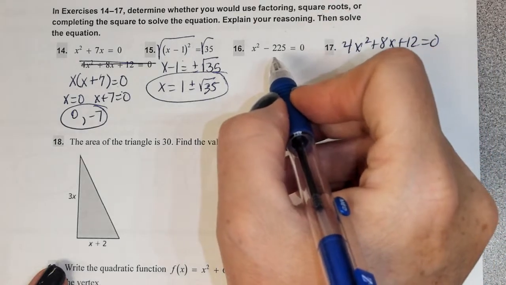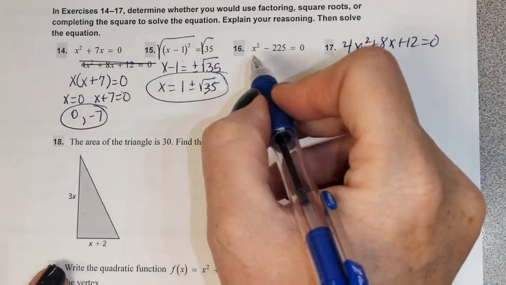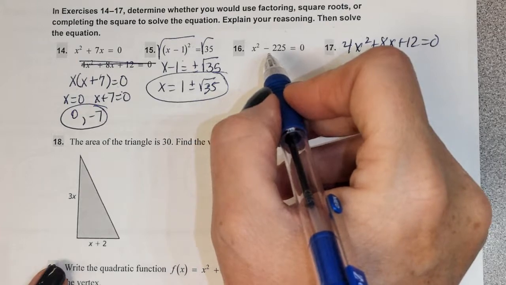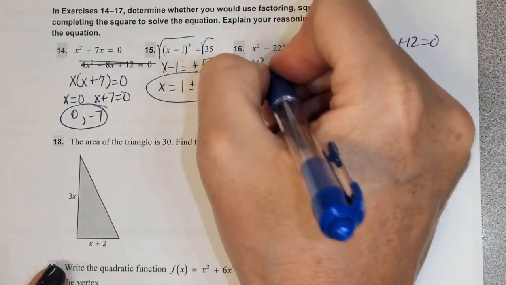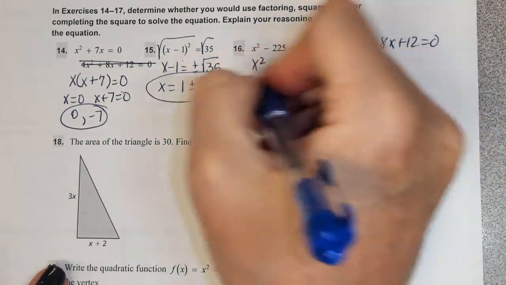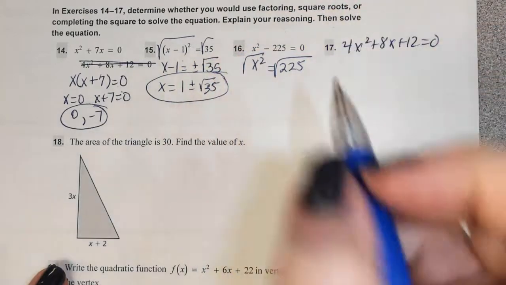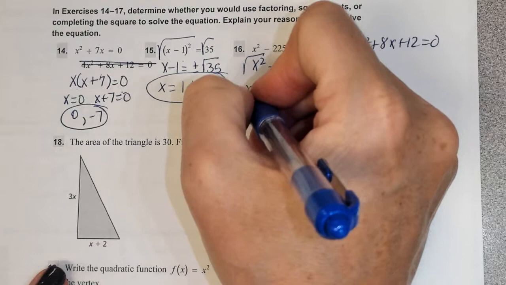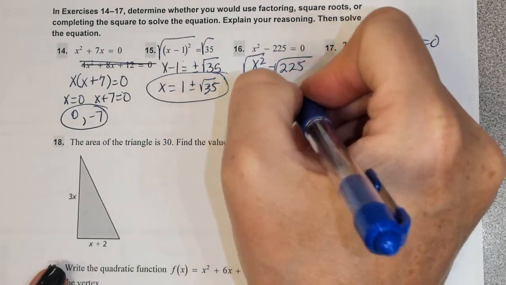All right. Questions? What about number 16? What are you going to do? Yeah, Kerrigan? Yep. And this is one of those perfect squares that I hope you have memorized. You might know the square root of 225? 15, good. So it's going to just be plus or minus 15.